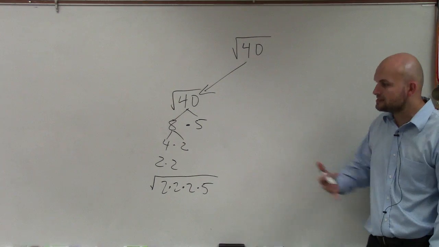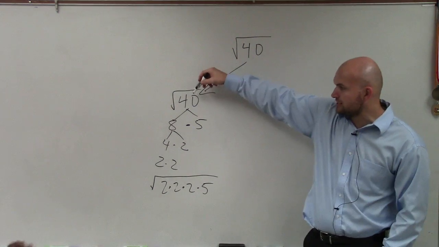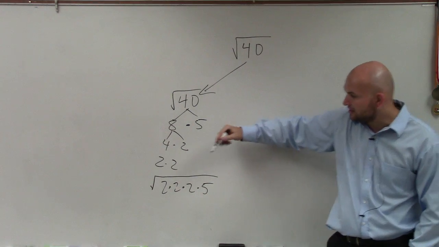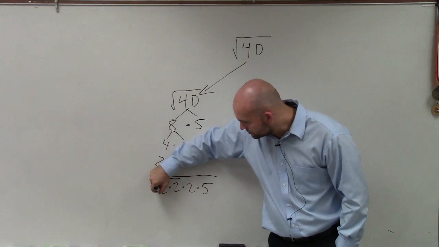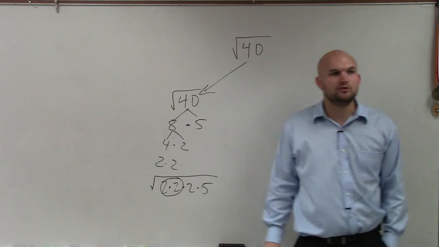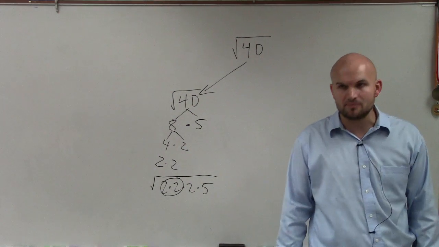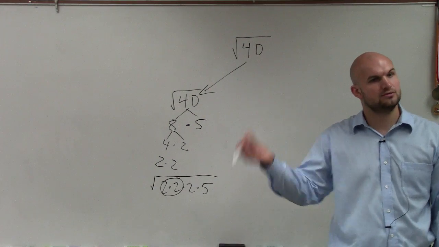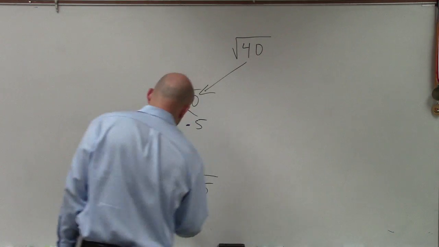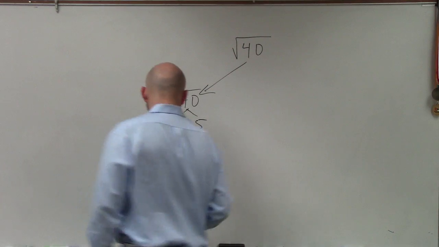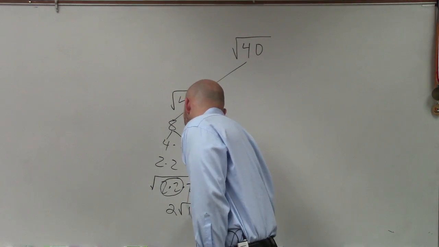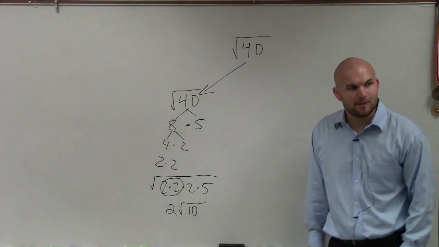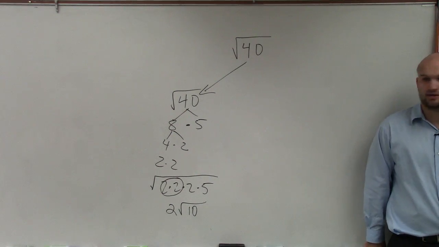But what was nice about the prime factorization, especially when we're trying to take the square root of that number, is that we understood the square root. We could take the square root of pairs of prime numbers, right? Because 2 times 2 is 4. The square root of 4 is 2. So therefore, I could simplify this to 2 times the square root of 2 times 5, which is 10. So I could simplify my radical by using prime factorization.